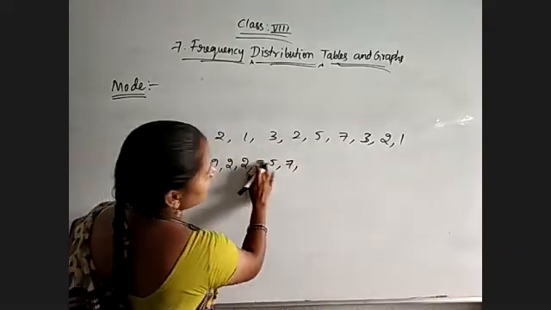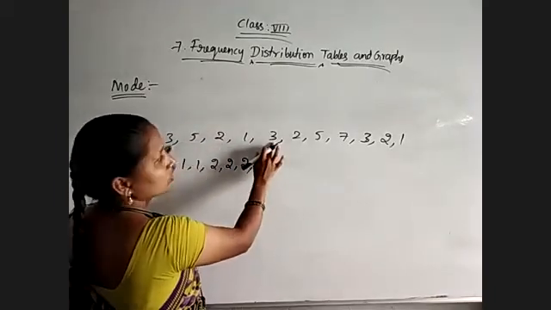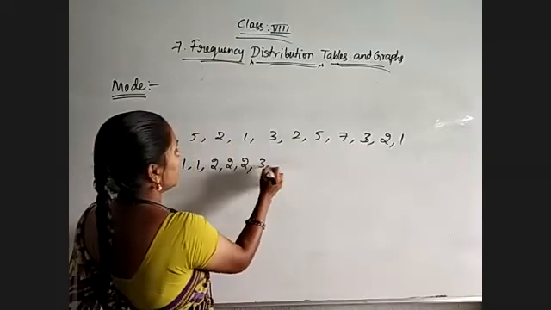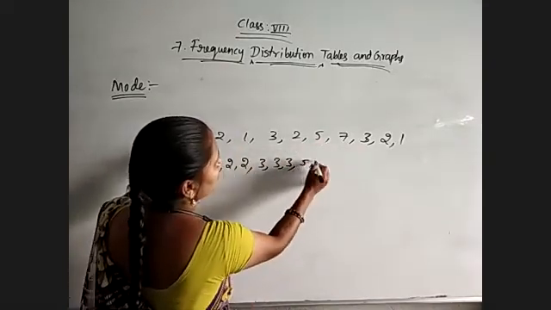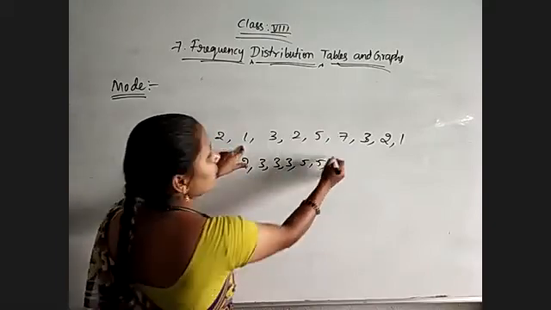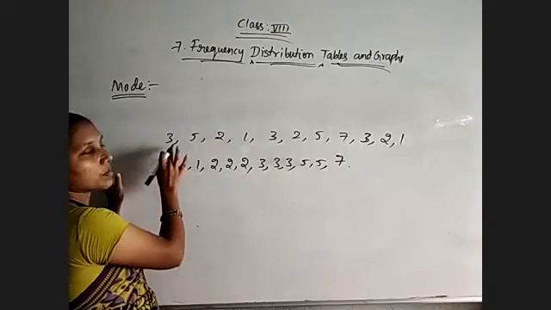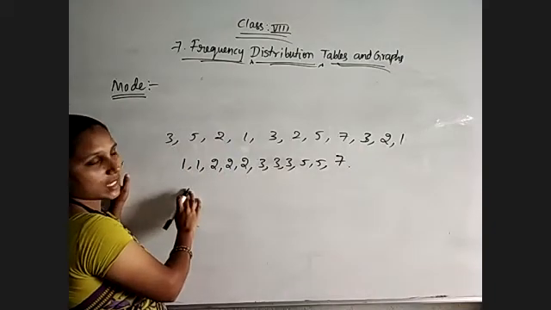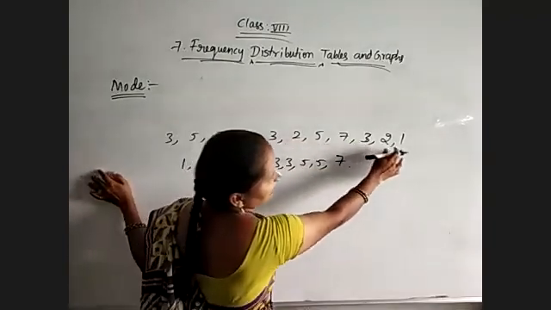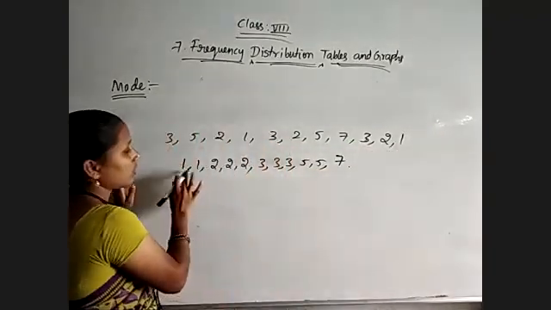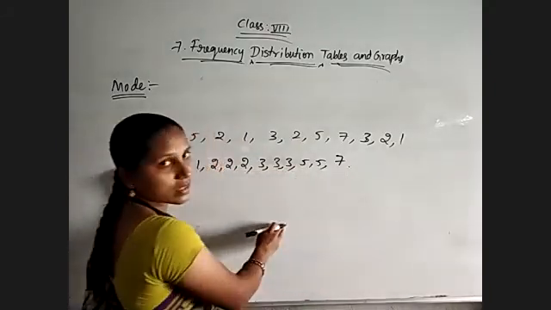Sorry, 3 is missing. 3 came 3 times, and 5 came 2 times. 7 only once. So how many observations did we get? Just observe whether we have written all the observations or not. 1, 2, 3, 4, 5, 6, 7, 8, 9, 10, 11 observations are there.